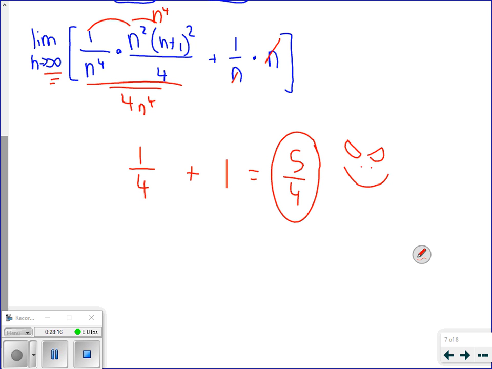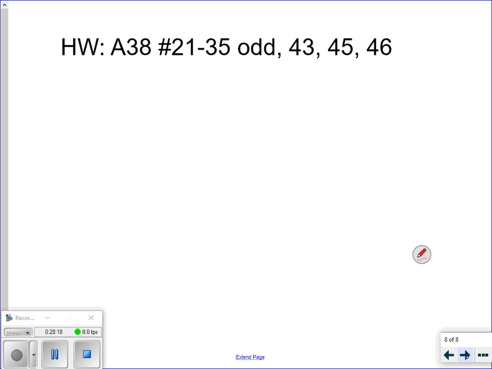So we're able to get it done in 30 minutes, which is great. You also have some problems that you can do in the book to practice this. A38 means Appendix 38. It's in the back of your book, number 21 through 35, odd, and 43, 45, 46. Some good problems there to try those things out.